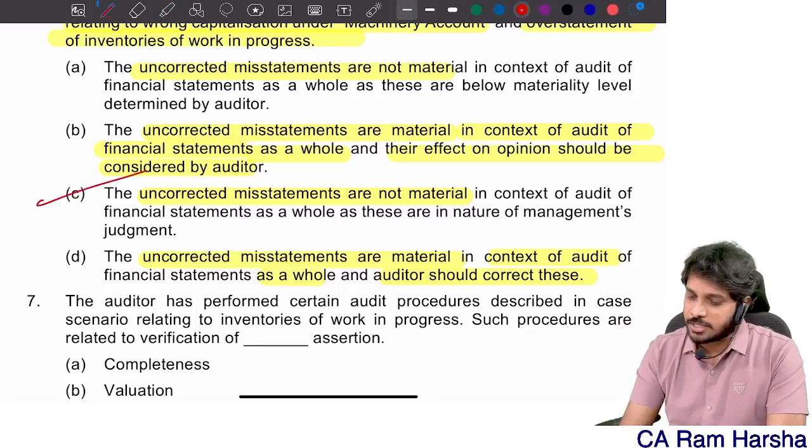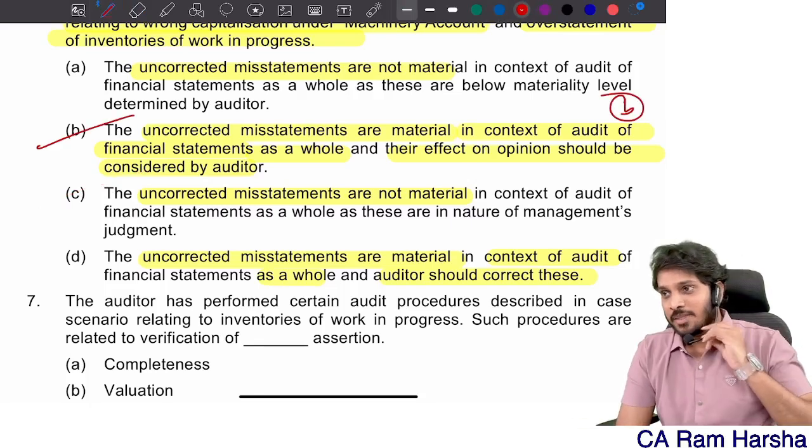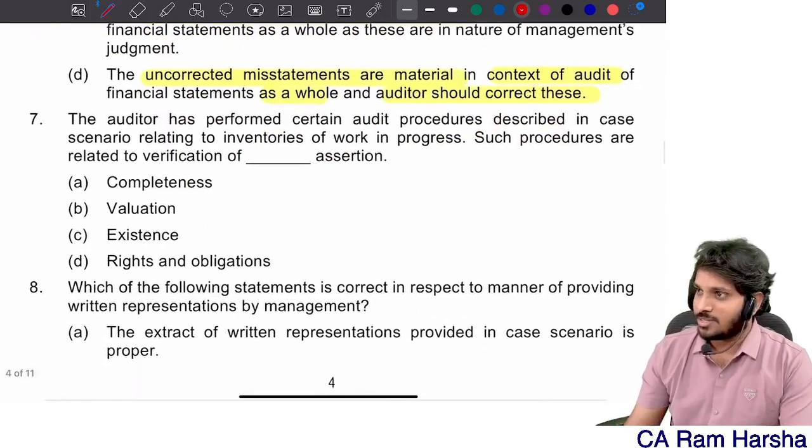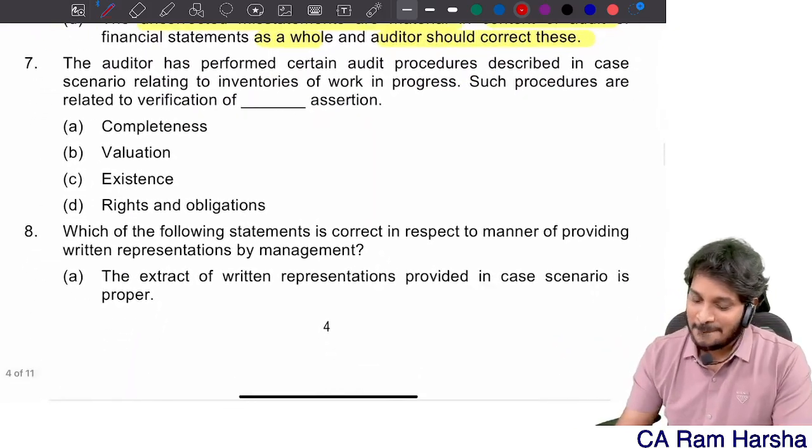So the option is, sorry, B. I'm just testing you. That's it. So the answer is option B. Correct. No, brother. See, I'm testing you technically.